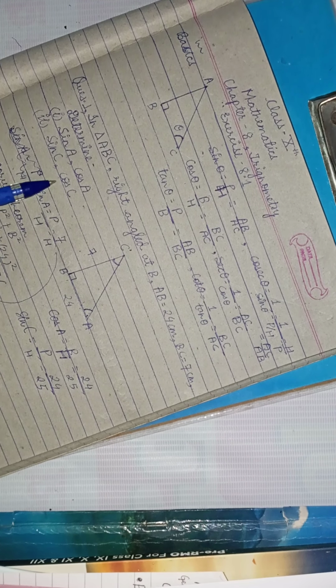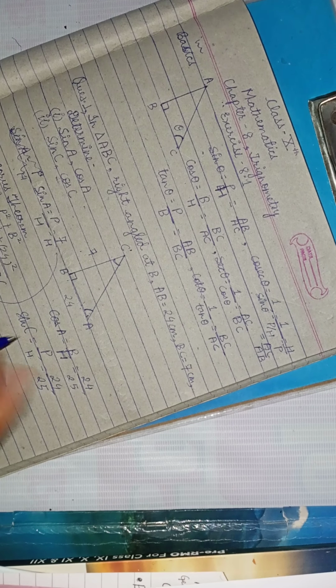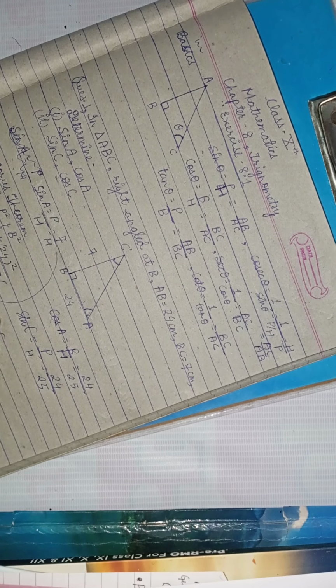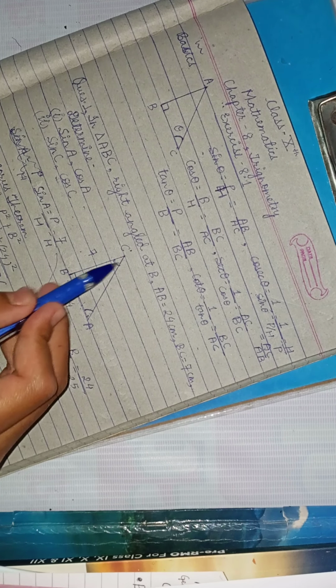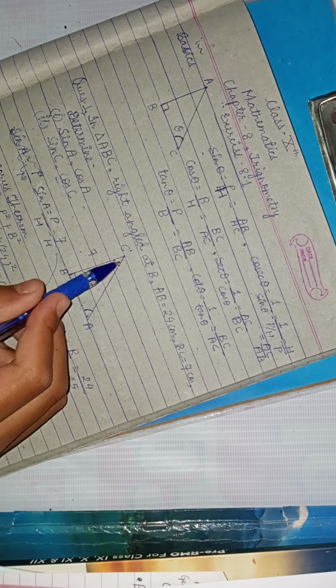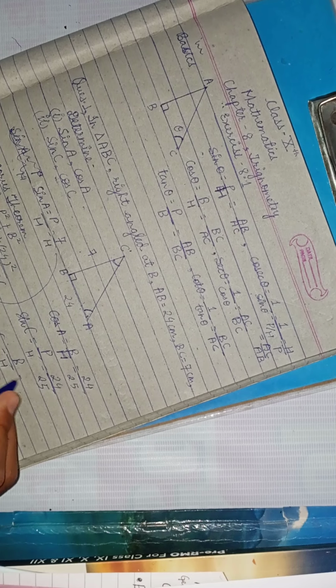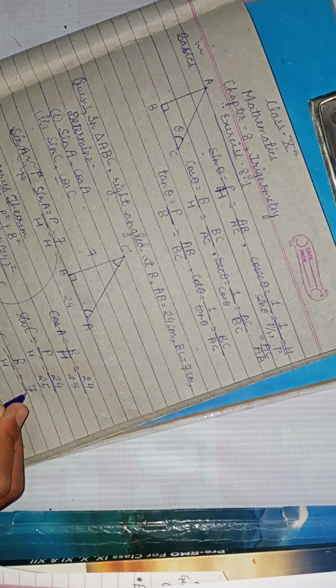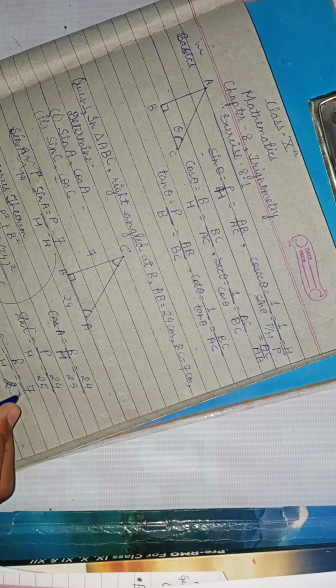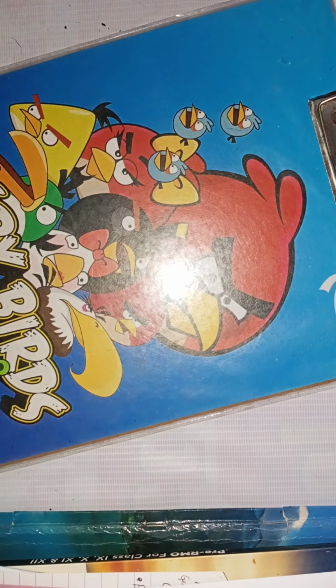And now let's move on to cos C. Then cos of C. So cos of C, so base is here BC and hypotenuse is AC. So base by hypotenuse, that's 7 by 25. I think that this question will be clear to you. Let's move on to second question.